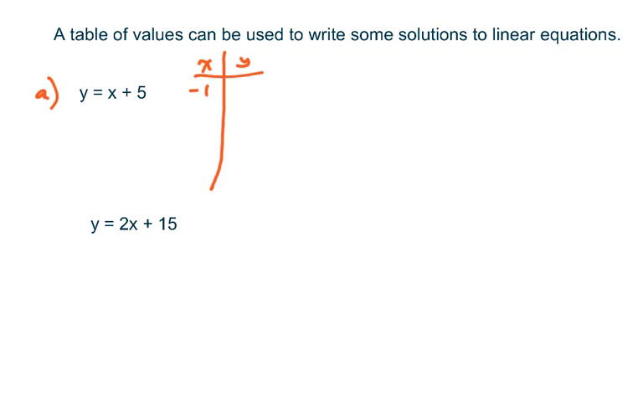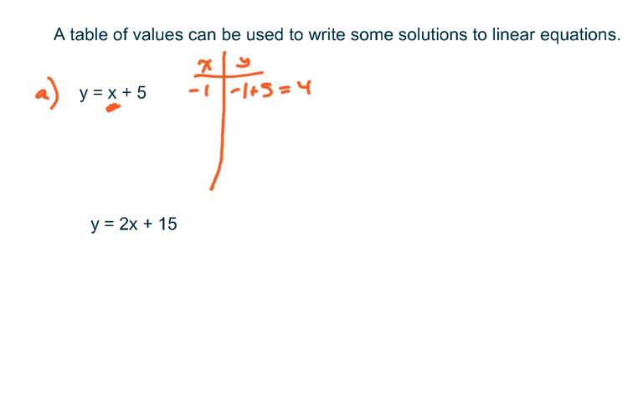So that means we take the -1 and we replace it for the x and then see what the y comes out to. So we have -1 plus 5. -1 plus 5 is 4. So that means the numbers on the right side will always be 5 more than on the left side.